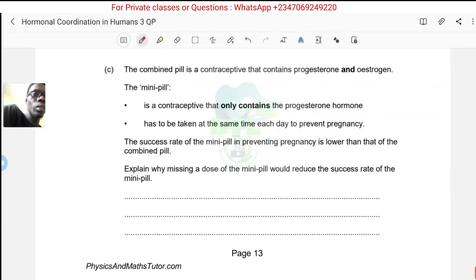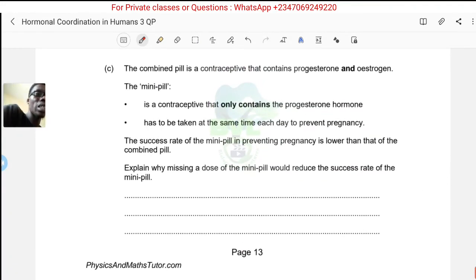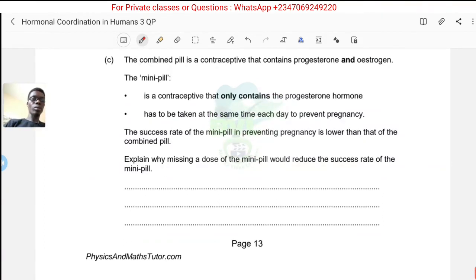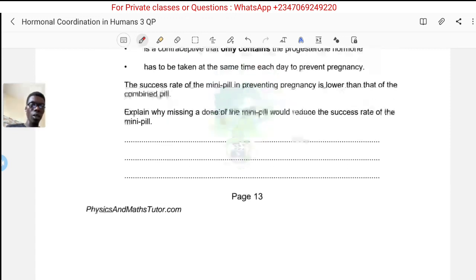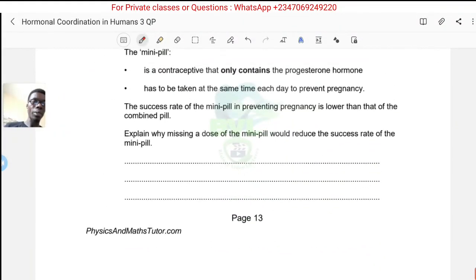The combined pill is a contraceptive that contains progesterone and estrogen. You might want to pause the video here to read all the questions. A contraceptive that only contains progesterone has to be taken at the same time each day to prevent pregnancy. The success rate of the mini pill in preventing pregnancy is lower than that of the combined pill. Explain why missing a dose of the mini pill immediately would reduce the success rate of the mini pill. Mini pill means just taking progesterone. That's 4 marks. Interesting.